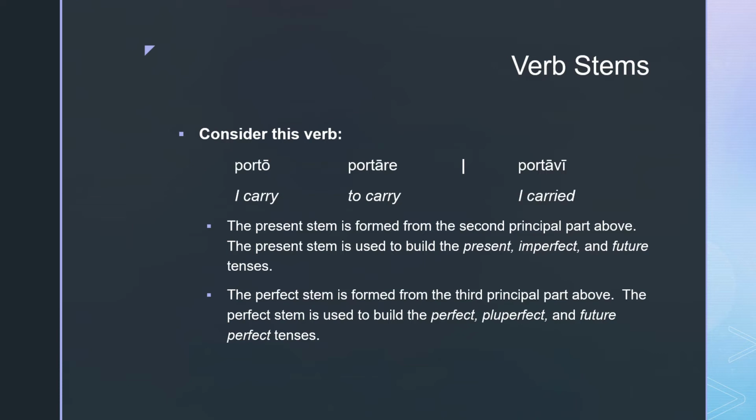With portavi, we take off the I, we're left with the perfect stem, which is used to form the perfect, pluperfect, and future perfect tenses. So 2 stems: porta, portav. And most verbs would form that in a similar way. Take off the RE and then take off the I.